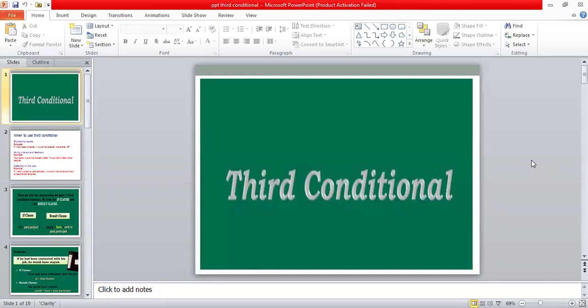So today the topic which I have selected is third conditional. We have already done zero conditional, first conditional, and second conditional sentences. And today we are going to start with the correct use of the verb with third conditional sentences. So let's see what we mean by third conditional.